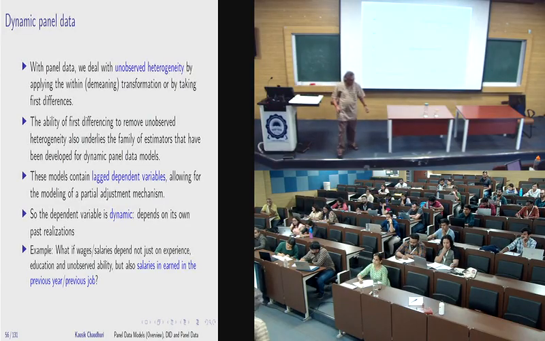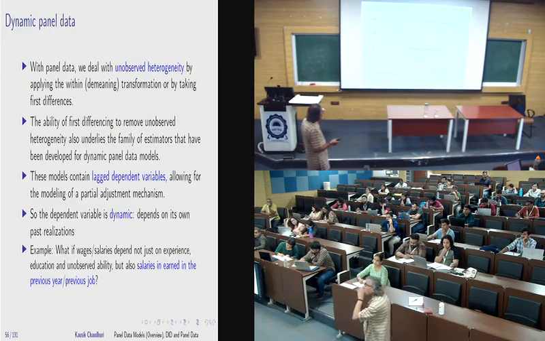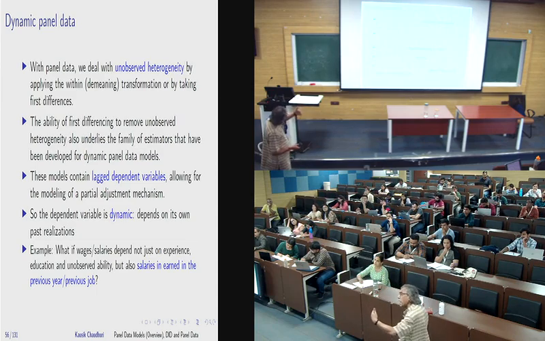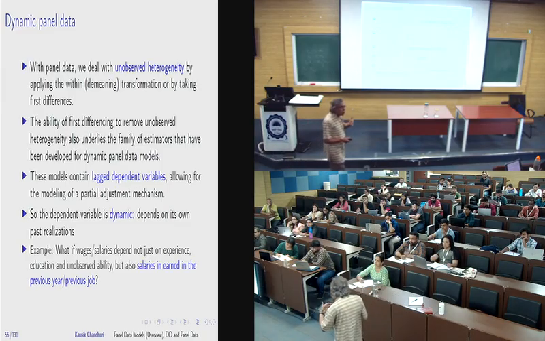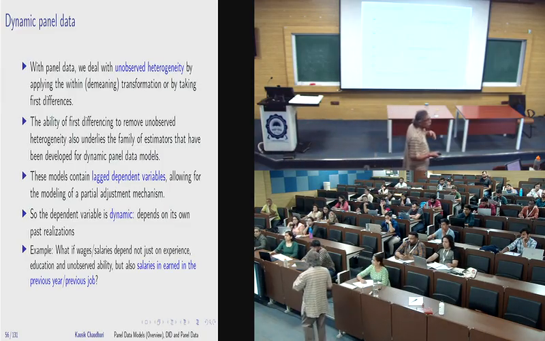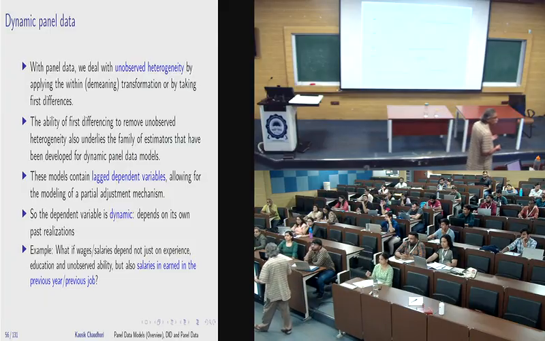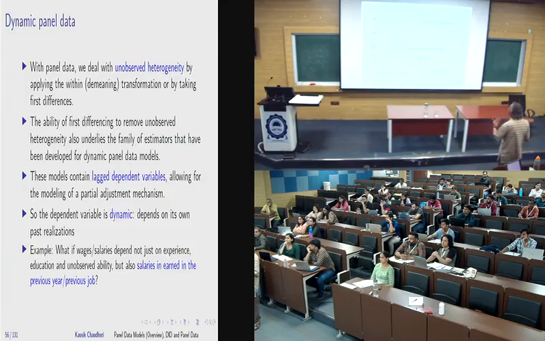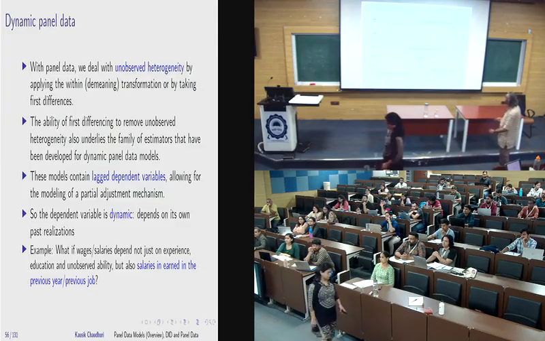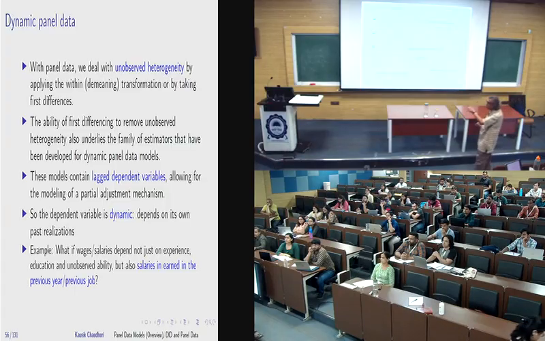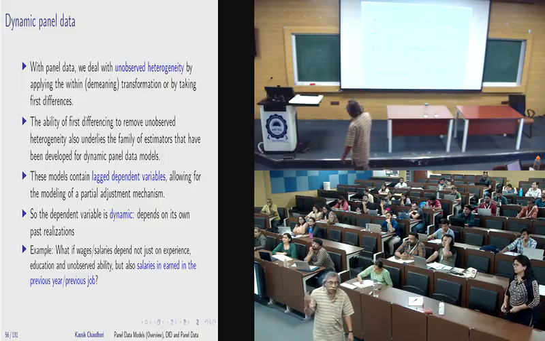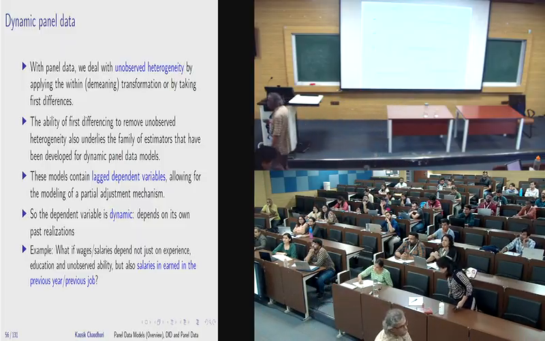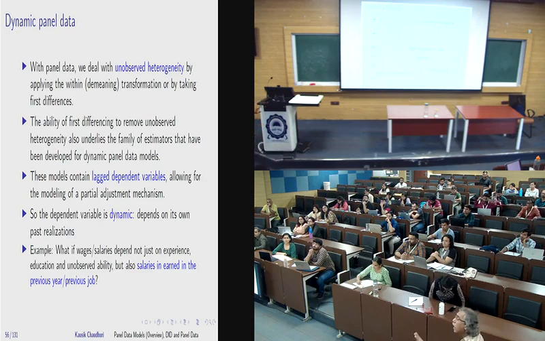So given what I then want to think of, I'm again dealing with the panel. I already talked about that one way to get rid of the unobserved heterogeneity is by taking first difference, right? So the first difference eliminates the unobserved heterogeneity, but on the other hand, the ability of this first differencing is quite powerful when I want to think of the family of estimators that people have introduced in case of dynamic panel models.